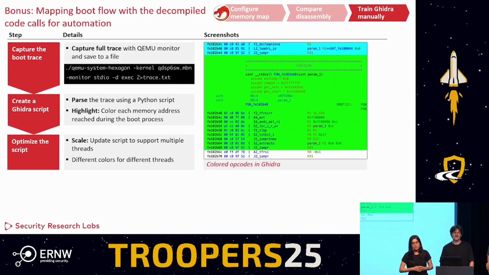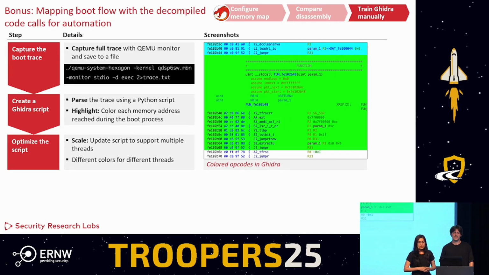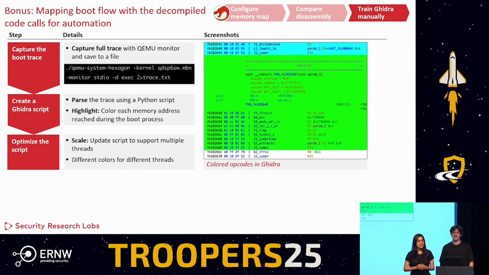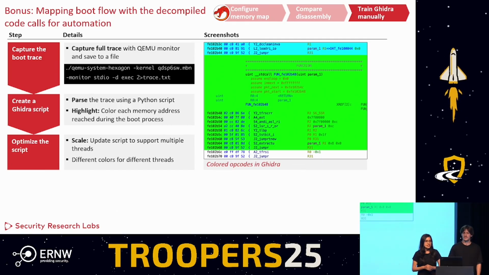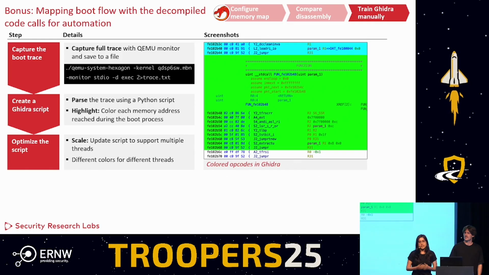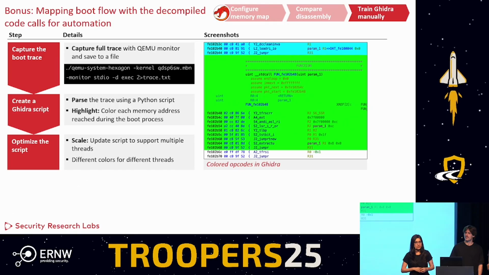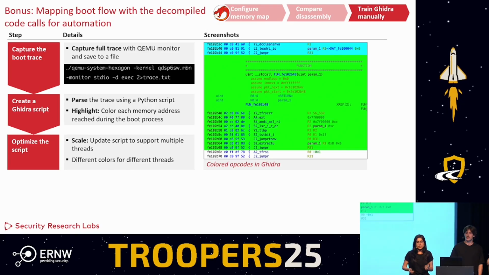After a lot of manual training, we also thought to automate some things. So we captured the entire boot process in QEMU, saved it into an output file, and based on it, we created a Python script that parses the boot logs and gets all the opcodes that were run. And then in Ghidra, it colors all the opcodes that were already executed in the emulation, and then we can see our Ghidra is much more colorful.